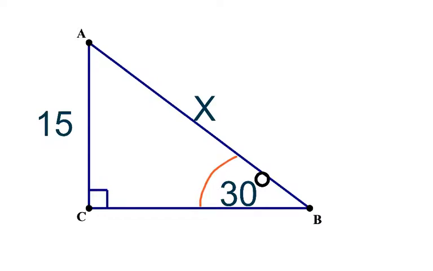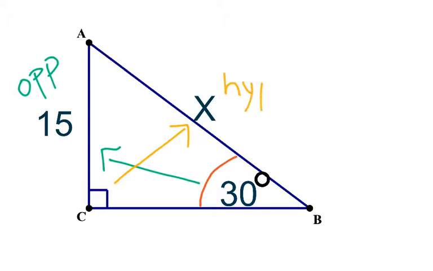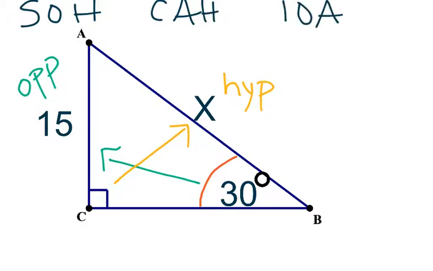So if you'll look at 15, 15 is directly across from 30 degrees. So that is my opposite side. I'm going to just do OPP for opposite. And then if you'll notice that the x side is directly across from the right angle, it's also the longest side, so that's your hypotenuse. So when you remember that sentence, some old hippie caught another hippie tripping on acid, the only one that deals with opposite and hypotenuse is sine. So that's why we're going to use the sine function.